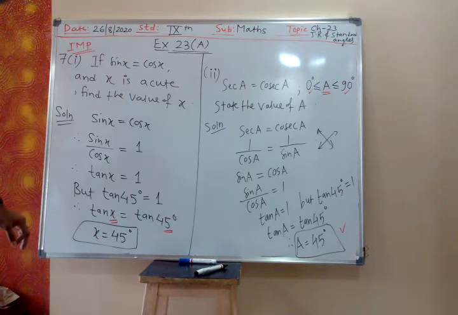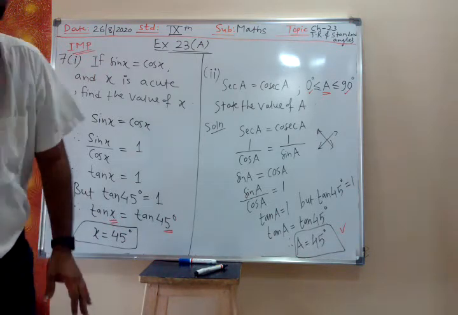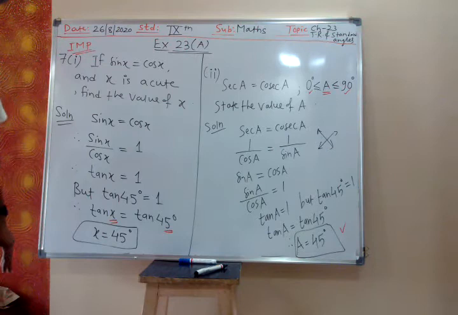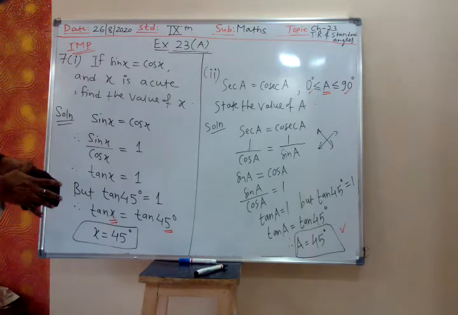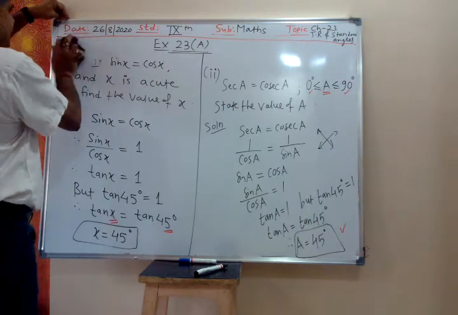Now fourth will be homework, eighth is omitted, ninth is omitted, 10th is omitted. Now 11th is important. 7th, 3rd, 8th, 9th, 10th is omitted. Now 11th is important.